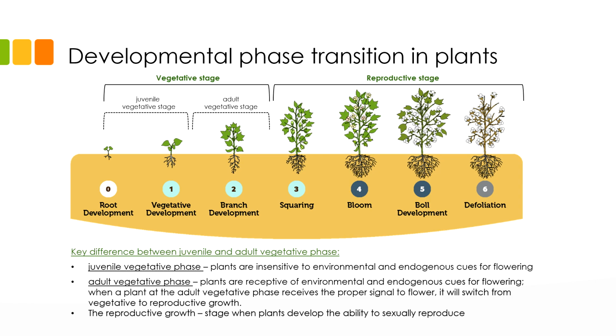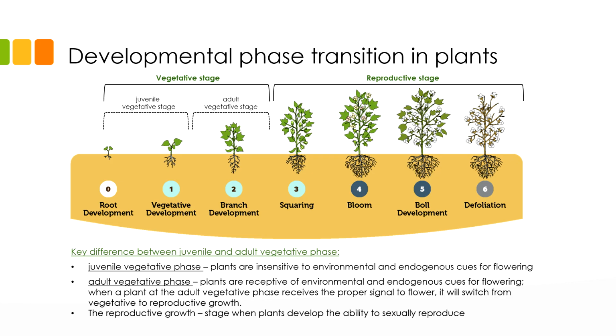Aside from morphological differences, there is a key physiological feature that differentiates a plant at the juvenile and adult vegetative stage. At some point in the life cycle of plants, they become reproductive or develop the ability to reproduce. This switch is induced by changes in the environment or by chemical signals within the plant. We will be discussing this in more detail in succeeding lectures. Plants at the juvenile vegetative stage are insensitive to these environmental as well as endogenous cues. In contrast, plants at the adult vegetative phase are receptive of these signals.